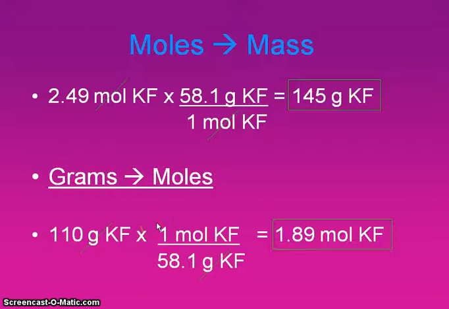I could do the same thing going in reverse. I could take the amount of grams and then convert it into moles by just flipping my molar mass upside down. So for this one, I want to take 110 grams of potassium fluoride and multiply it by 1 and then divide it by 58.1 grams of potassium fluoride. That would allow my grams units to cancel and tell me how many moles that I would have.